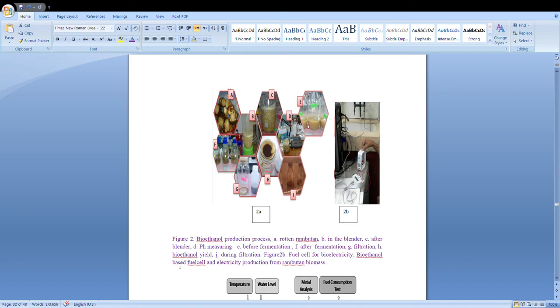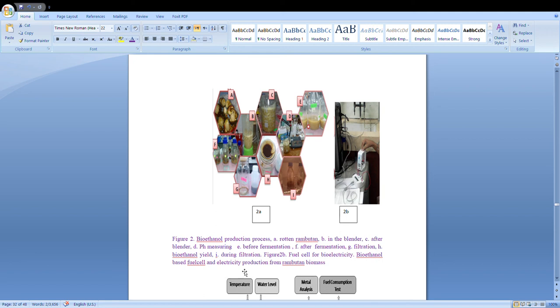And this is the bioethanol yield. We got the bioethanol yield, different types of yield during filtration. And this is called the fuel cell. These are fuel cells for bioelectricity generation. This is the fan blade, the fan, and these are the energy sources. And this is the bioethanol box, a box of bioethanol tube.